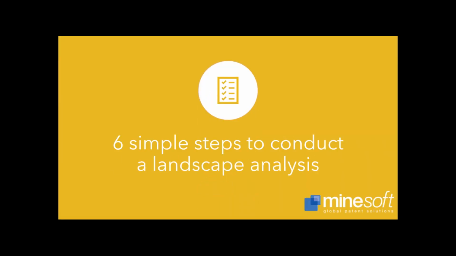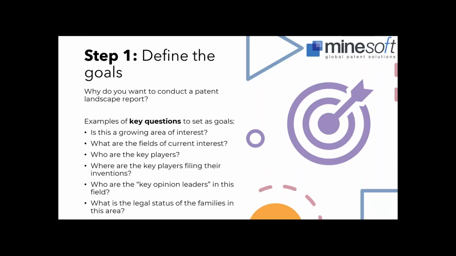Now that I've explained what a patent landscape is and why it's useful, I'll move on to the 6 simple steps to conduct a landscape analysis. For this webinar, my example landscape topic will be insecticides. Step 1, define the goals. It's important to understand why you want to conduct a patent landscape report before starting to research. Define the goals of the report in advance.